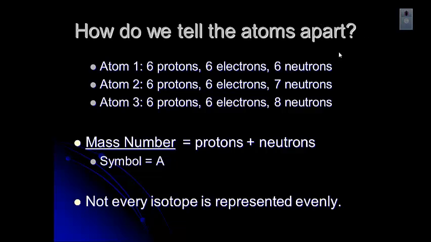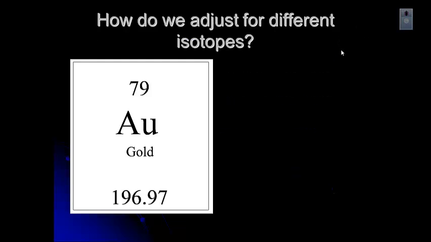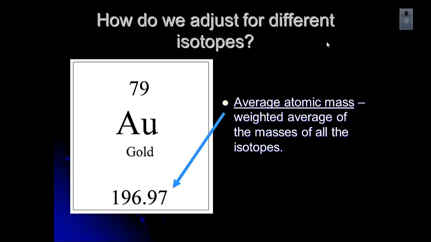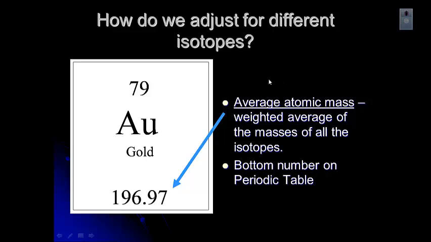Let's look at the periodic table again, and see how we adjust for those different isotopes. You can see that we use this average atomic mass. This number at the bottom of the little block on the periodic table is the weighted average of the masses of all the different isotopes of that particular element. So for gold, there are some isotopes that have a mass number of 196. There are some that have a mass number of 197.